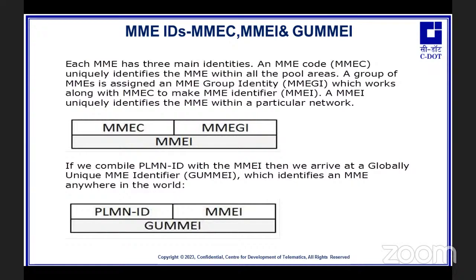That means if you want to find an MME in a pool, note that there will be multiple pools. This is pool 1, and if there is a second pool, it will be MMEGI 2. So if you want to find a particular MME in a pool, the MMEI comes into the picture. The MMEI means the pool number, that is MMEGI, plus MMEC. If you know the MMEI, you can easily find out which MME it is in a particular pool. Right?